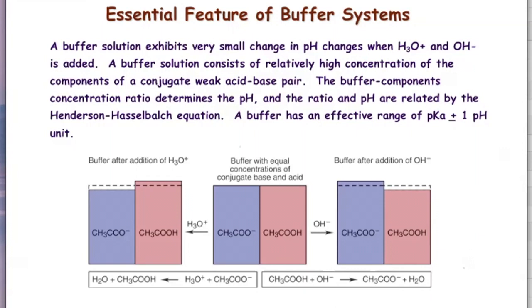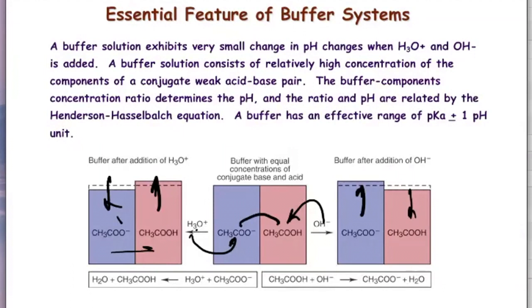Again, this is the key ingredient of a buffer. The hydronium will get consumed by the conjugate base. The conjugate base now will convert over to the acid. That's why this drops and this goes up. If you have a base, the base will react with the acid, the acid will drop down, and the conjugate will go up. The whole idea of buffers is to remove these chemicals, because these chemicals are responsible for pH and pOH. That's how a buffer system works.